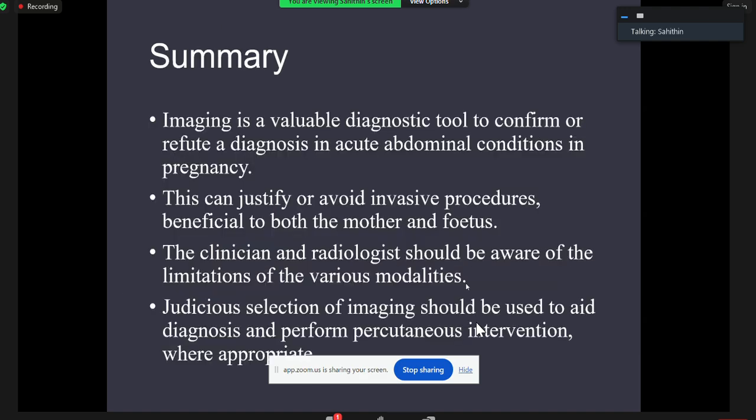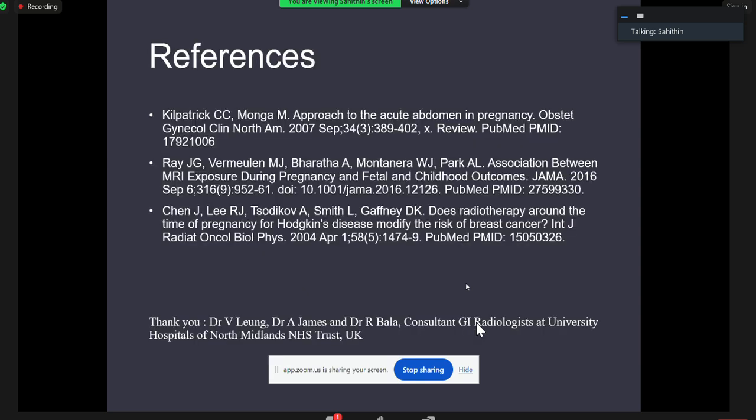So, just to summarize what I think I've said and reaffirmed throughout: we have valuable diagnostic tools which can confirm or refute a diagnosis in pregnancy, justify or avoid procedures and general anesthesia. With close correlation with the clinical team, where everyone is aware of the limitations and what we are looking for, judicious selection of imaging and sequences in the MRI will most often give us the answers that we need. And some references.